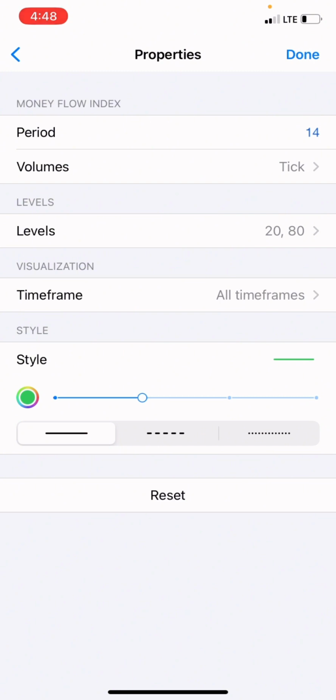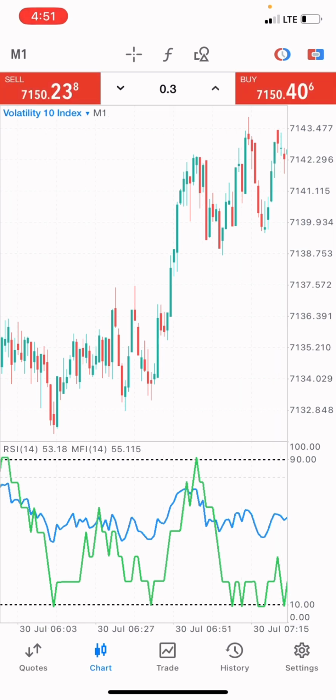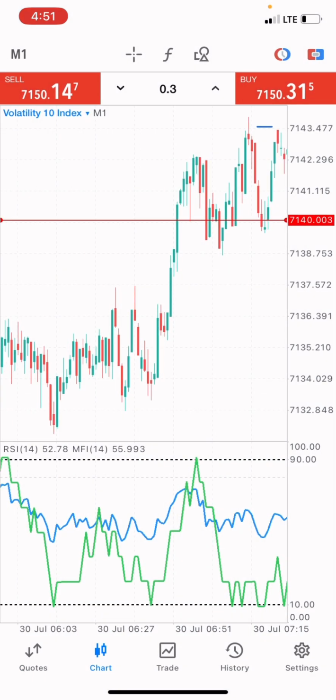So these are the settings, very simple and easy for this strategy, which is called the price action strategy we're going to be using for this volatility 10 index. The next step is to choose this straight line right here, the M1 horizontal line, and put it at the level 71.39. Then you choose it again and you put it at 71.35.